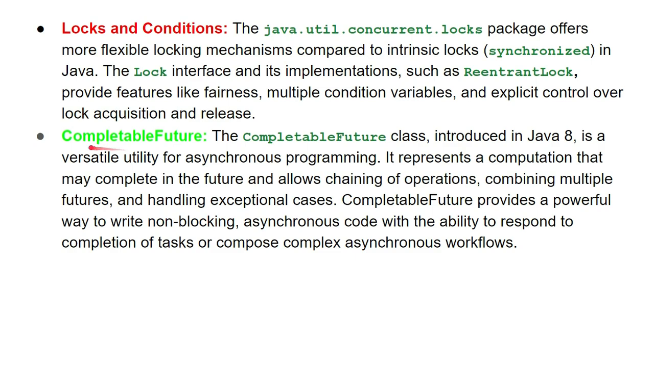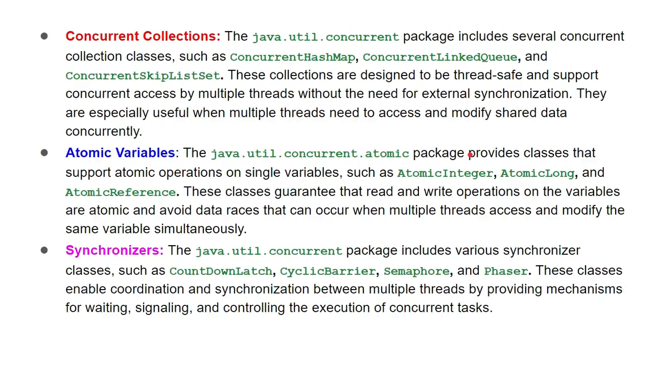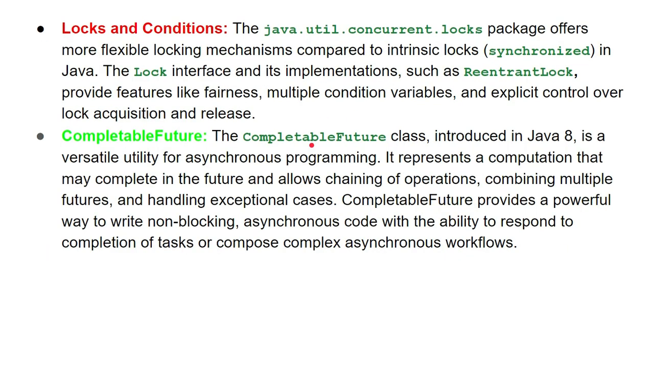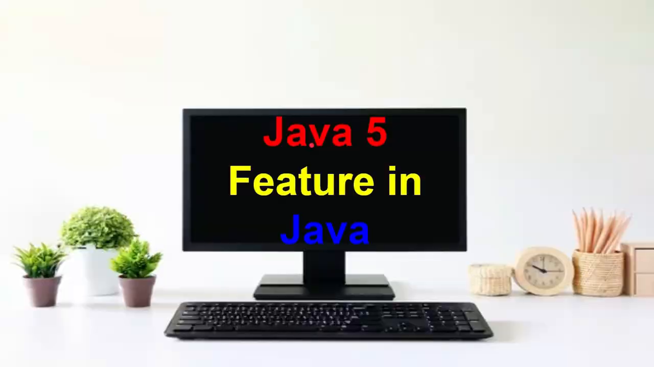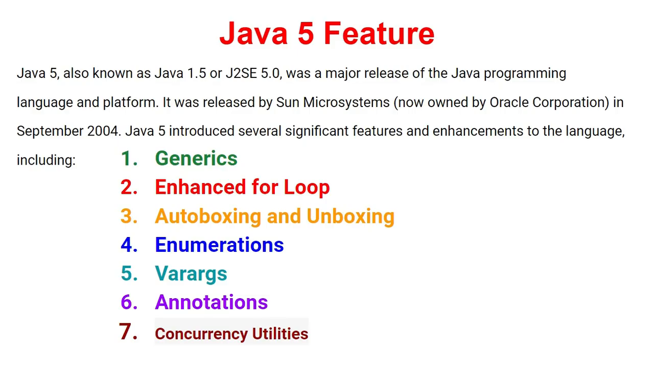Compatible features we can discuss. It was introduced in Java 8, but no need to discuss it here. These are the things we have to understand in Java 8, but for interview preparation we only have to understand these things: the features that came in Java 5, which are generics, enhanced for loop, autoboxing, unboxing, enumerations, var args, annotations and concurrency utility. Those are the very important things.